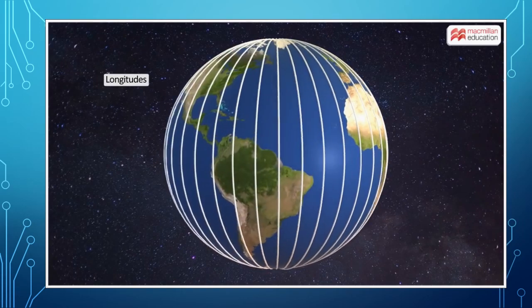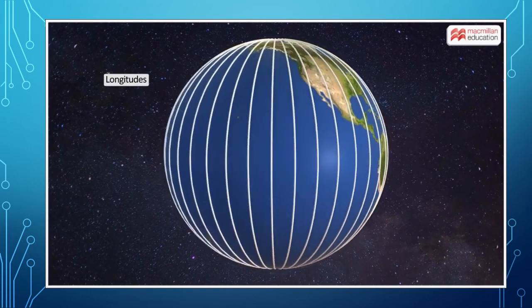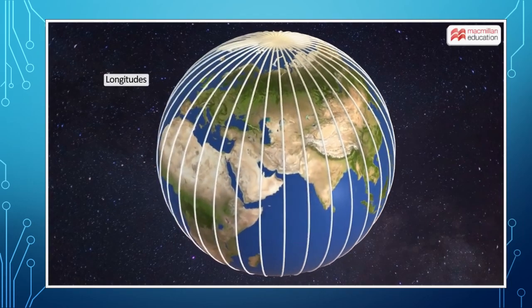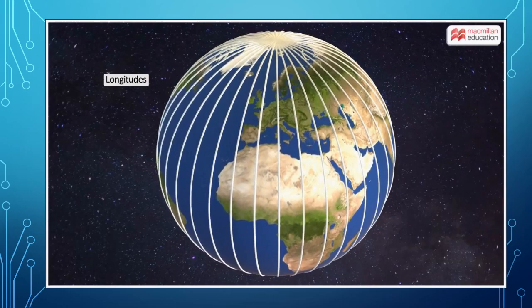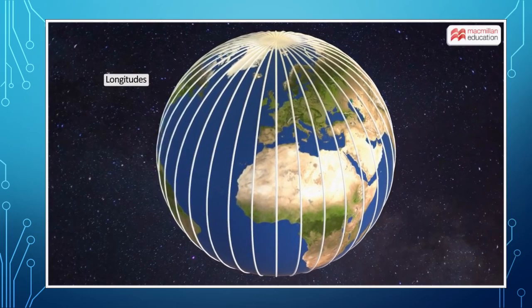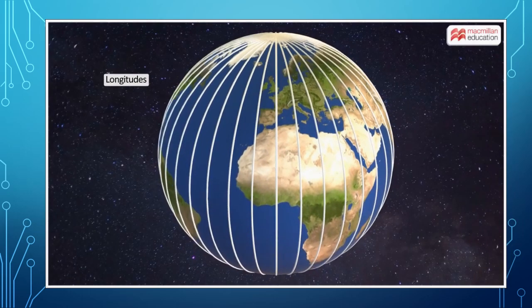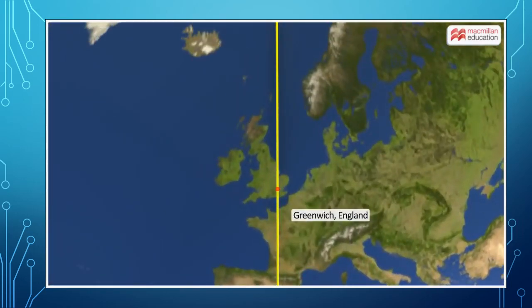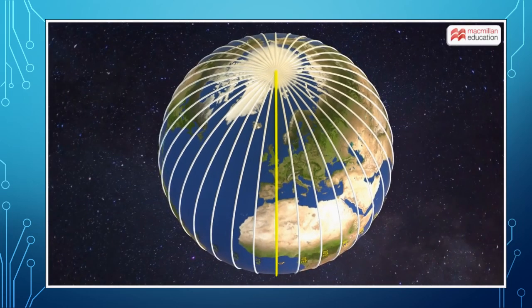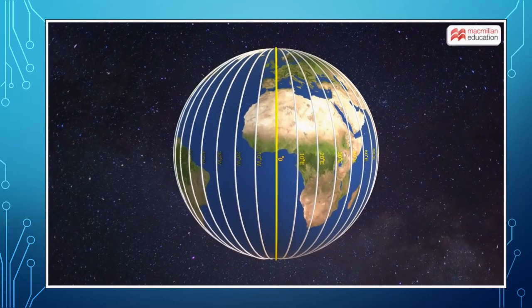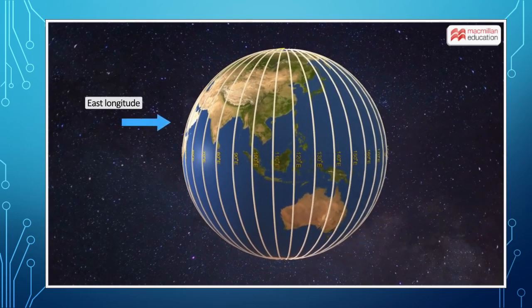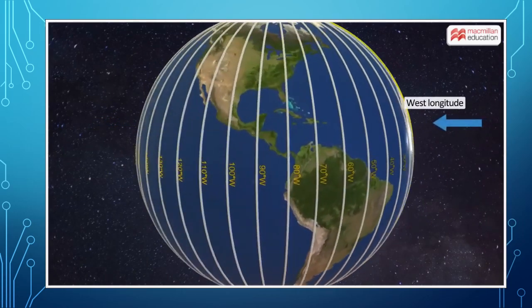Longitudes or meridians are the imaginary lines drawn between the two poles. They divide the earth into 360 equal segments, like that of an orange. The 0 degree longitude passing through Greenwich in England is called the prime meridian. One half of the world is measured in 180 degree longitudes of east, while the other half in 180 degree longitudes of west.